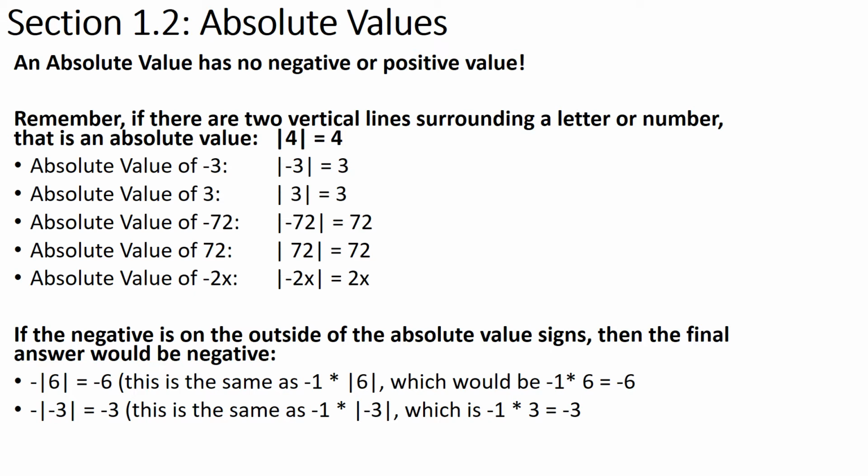The last one's a little tricky. Negative absolute value of negative 3. Well, the absolute value of negative 3 is 3. But we multiply times that negative on the outside because we have that negative there. We get negative 3.